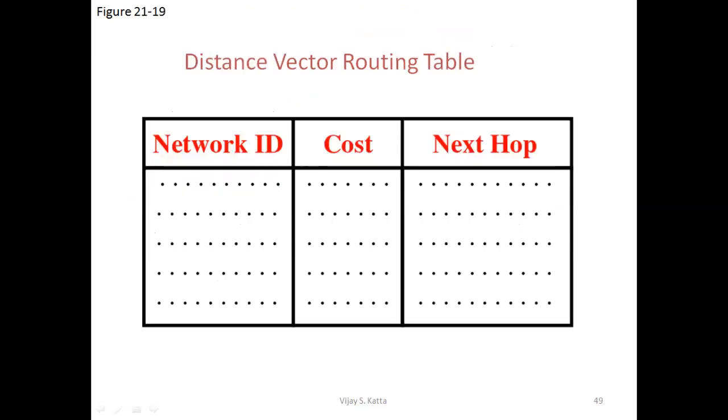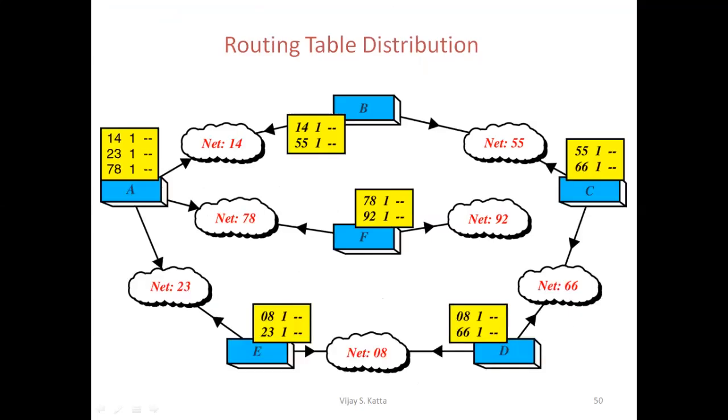Now what is a routing table? A routing table has n number of parameters, out of which we have discussed only three here. The first is the network ID, the second is the cost, and the third is the next hop. So take the routing table of A. In the routing table of A, the network ID is 14. To reach this network, the packet has to leave only one router, router A. So I have assigned cost equal to 1 and next hop equal to dash, because we can directly reach network 14.